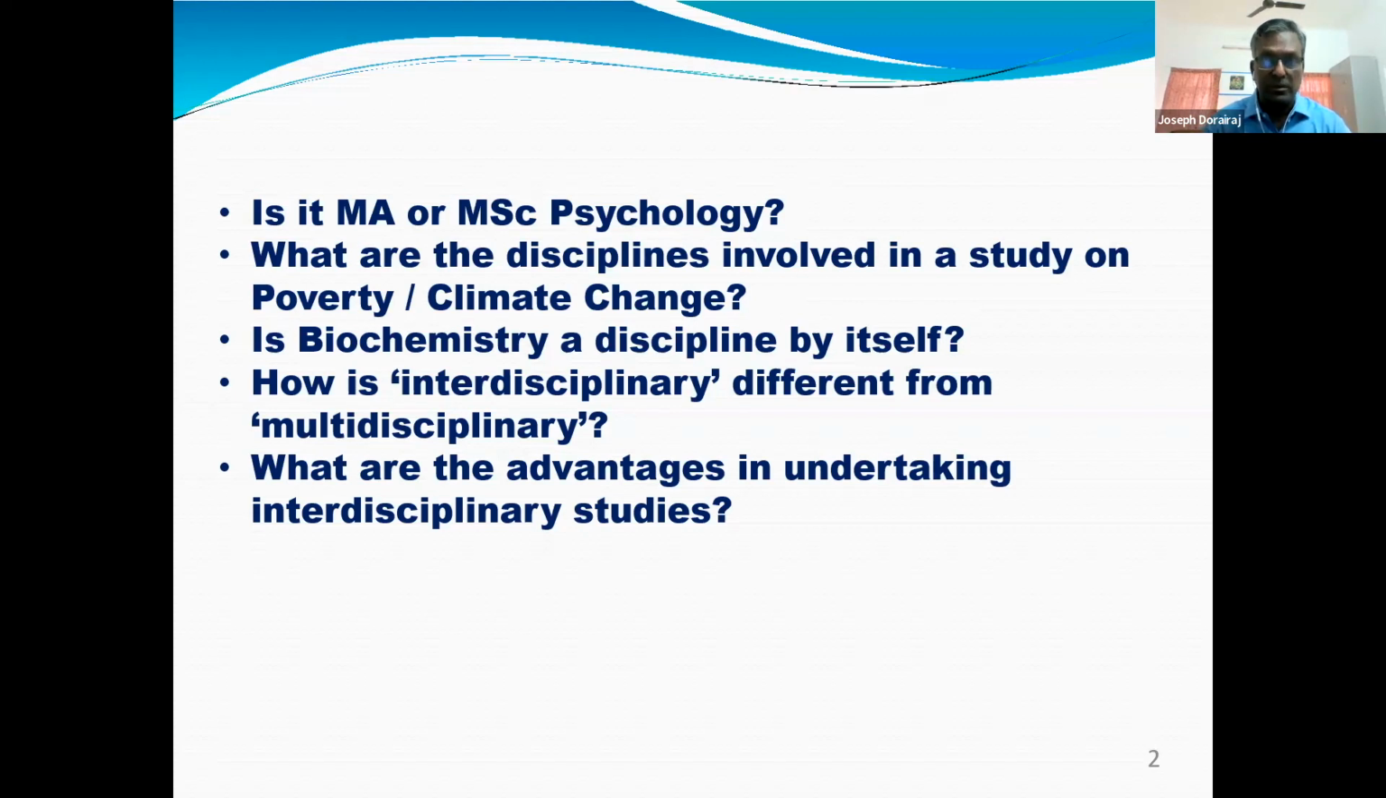But now, as it has become autonomous, as it has become independent, as it has come of age, is it still an interdisciplinary program, or has it become a discipline by itself? So that is the third question.